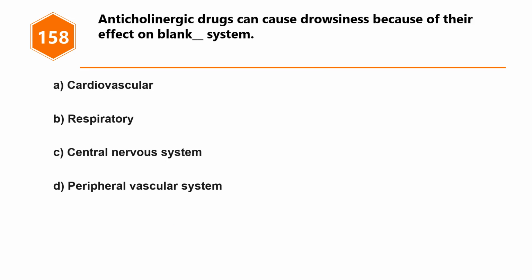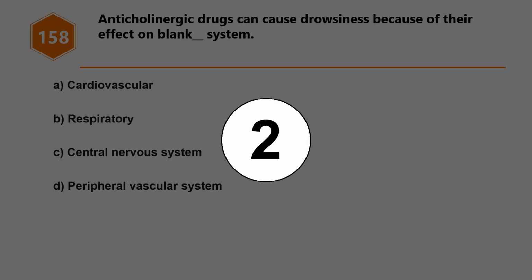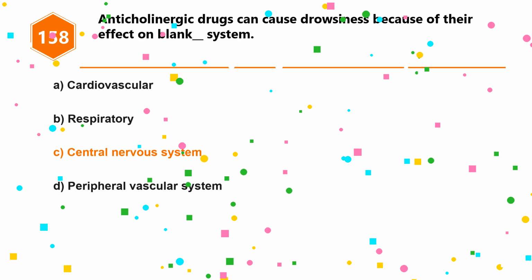Question 158. Anticholinergic drugs can cause drowsiness because of their effect on the blank system. Option A, cardiovascular. Option B, respiratory. Option C, central nervous system. Option D, peripheral vascular system. The correct answer is option C, central nervous system.